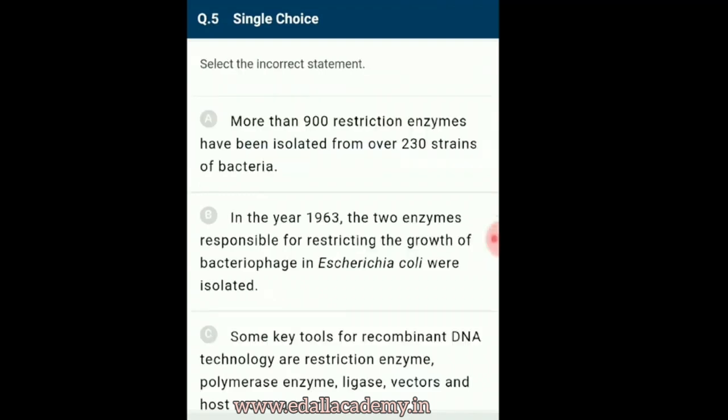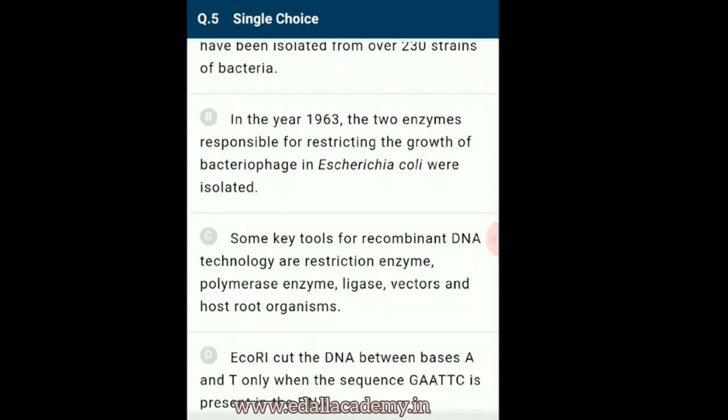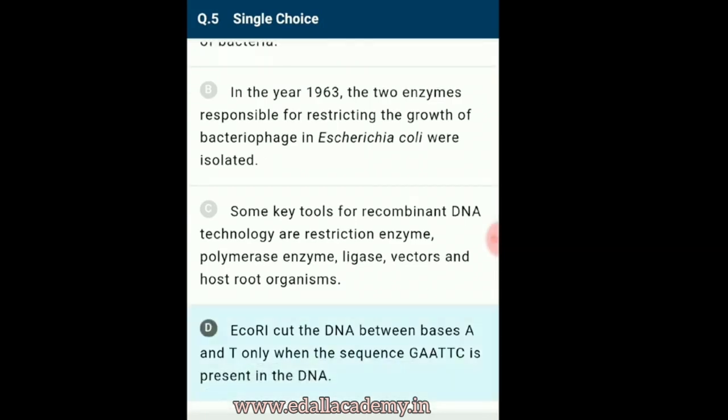Select the incorrect statement. There are 4 statements given. EcoRI identifies a specific palindromic DNA sequence GAATTC and cuts at a specific location away from the center, between G and A, making staggered or sticky end cuts. It breaks phosphodiester bonds and hydrogen bonds. So the incorrect statement is option D. EcoRI cuts the DNA between bases A and T only when the sequence GAATTC is present in the DNA.